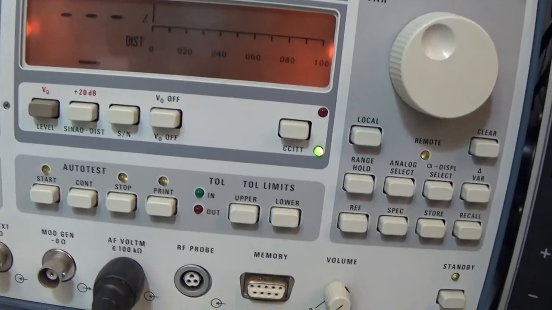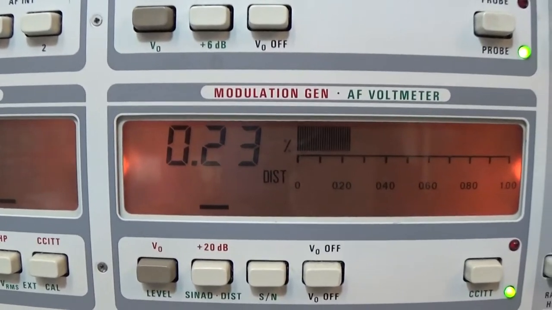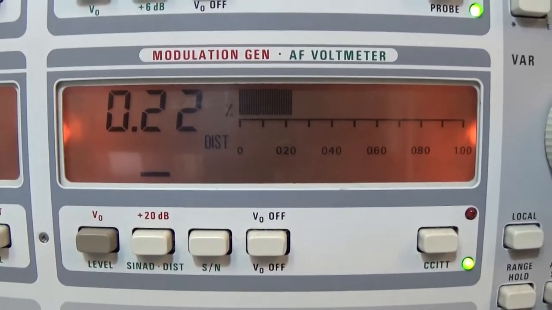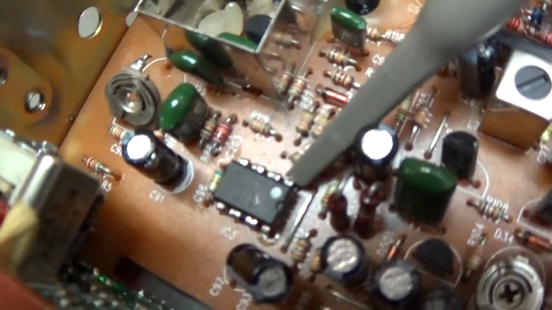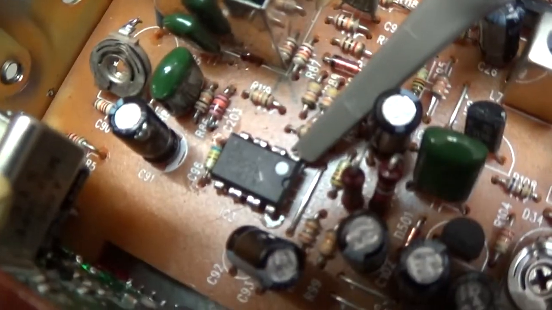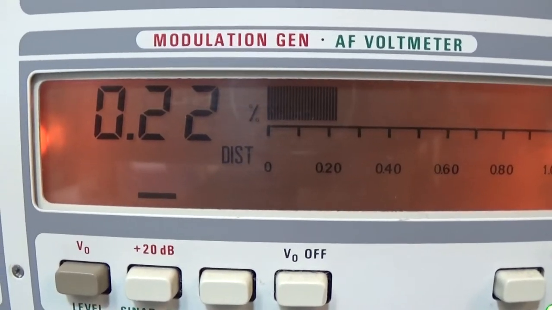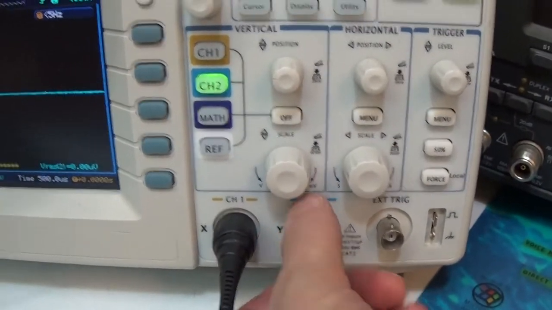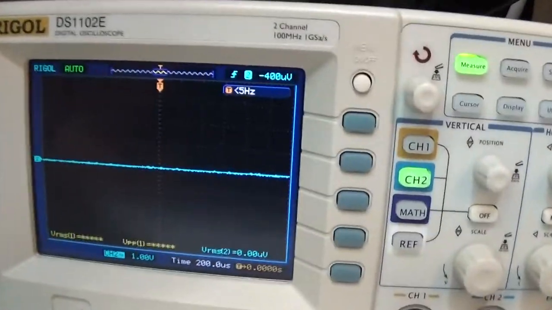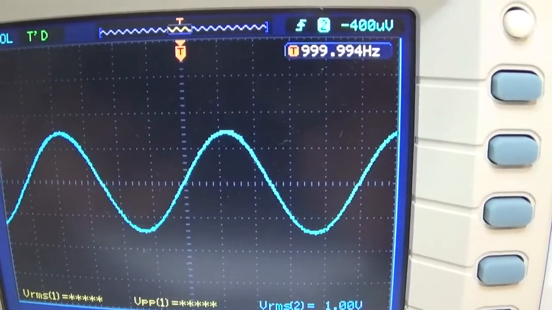One second, here we are. Okay, still with 1 volt output level right out of pin 1 of our mic amplifier, we still measure 0.22%. So what we can say is we really have a nice and clear sine. Remember what we have seen on the spectrum analyzer.